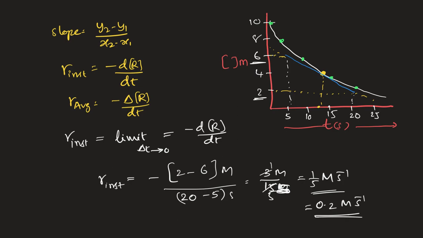At which time is this? At 12 seconds. Like this we can calculate the instantaneous rate. So keep in mind, for the rate of reaction, we have to consider the instantaneous rate. Now with respect to product, the instantaneous rate is equal to plus d[P] by dt. This is with respect to product, and with respect to reactant, this is.